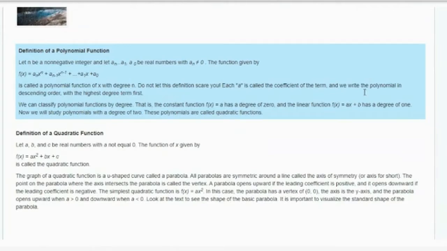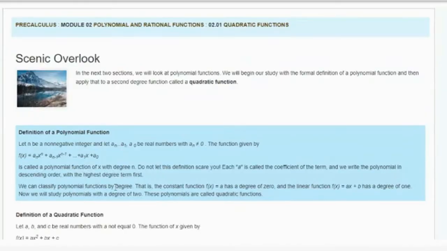Generally, we write the polynomial in descending order with the highest degree term first. So we would start with like x to the fourth, and then go x to the third, and x to the second, going in order, going down when we write those. And we classify them by degree, right? It's a third degree, it's a second degree, it's a fourth degree, whatever.